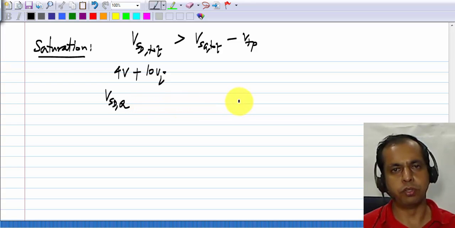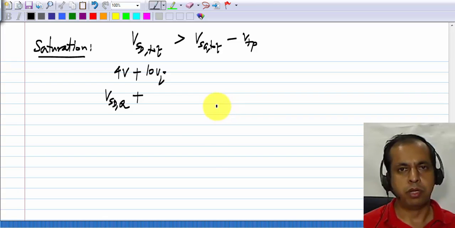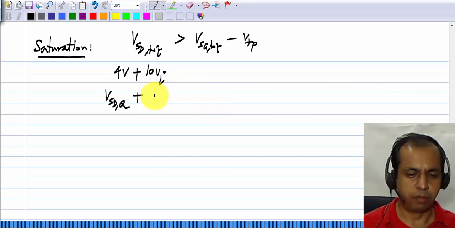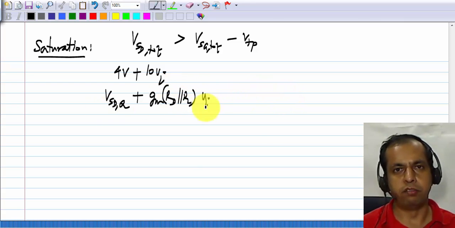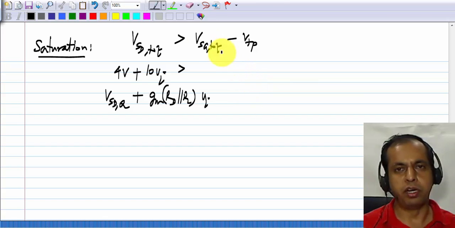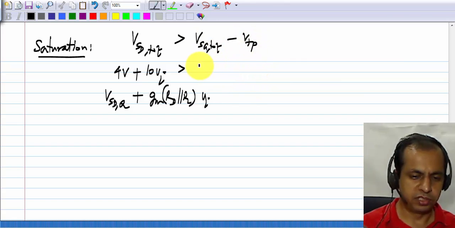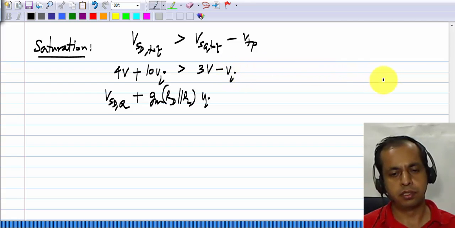I'll write it as Q for quiescent point, plus the gain of the amplifier GM times RD parallel RL times Vi, and if you have some RS, you also have to include the division between RS and R1 parallel R2. This has to be greater than VSG total, which is 3 volts minus Vi in this case.